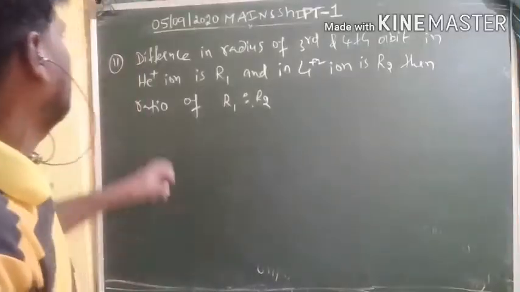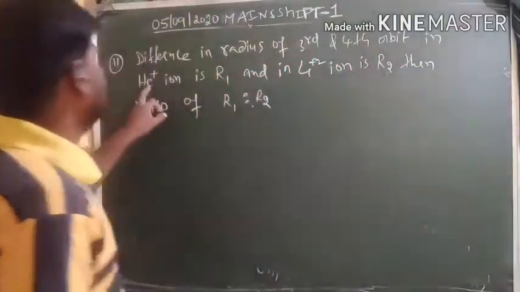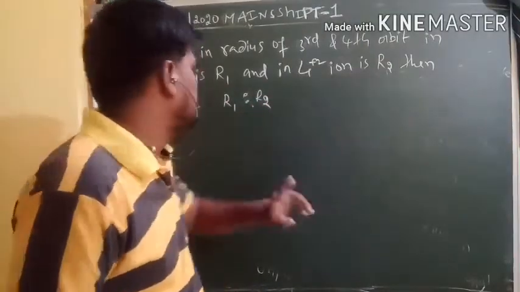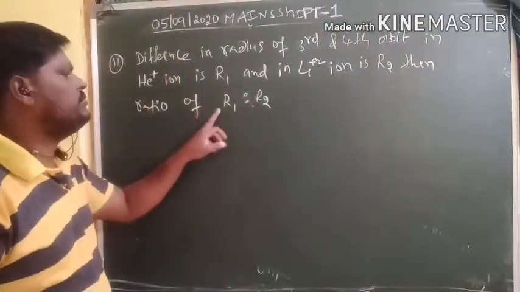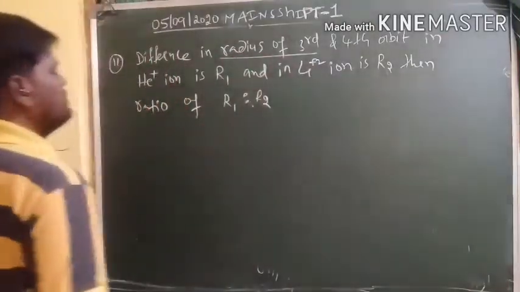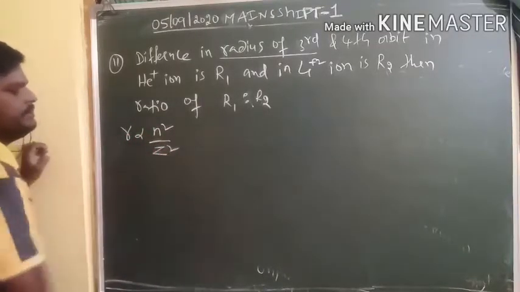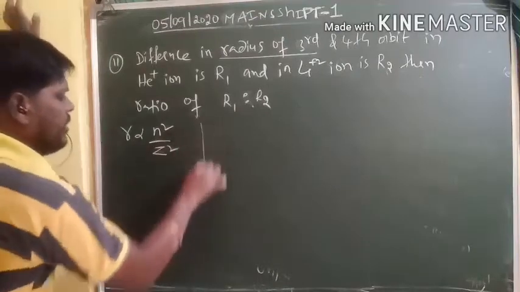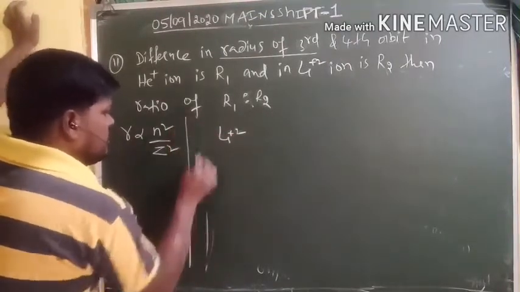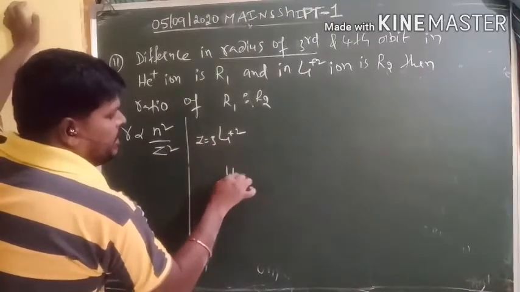Question: the difference in radius of the third and fourth orbit in the helium plus ion is R1 and in the lithium plus 2 ion is R2. Then find the ratio of R1 to R2. Here, radius is directly proportional to n square by Z square. So here we have lithium plus 2, where Z is equal to 3, and helium plus.